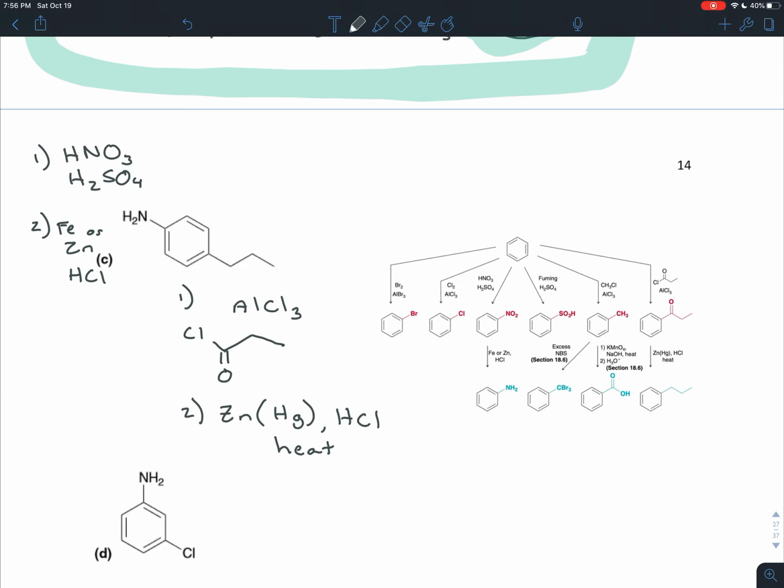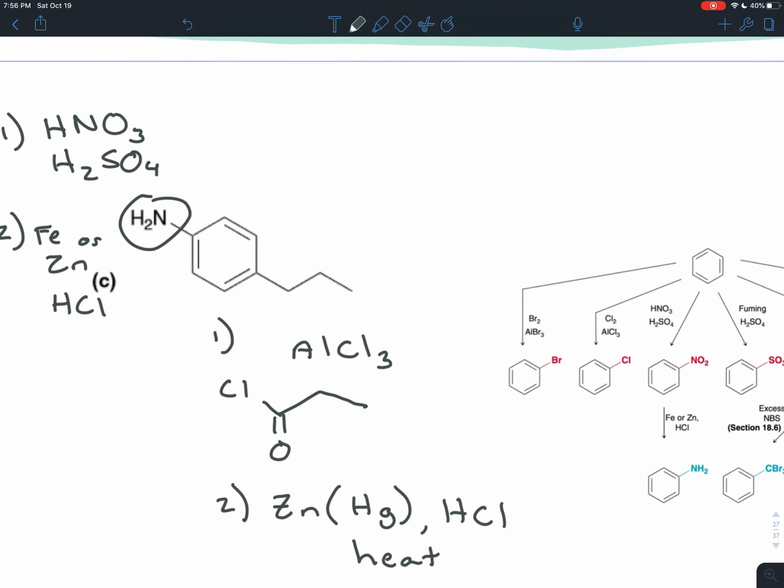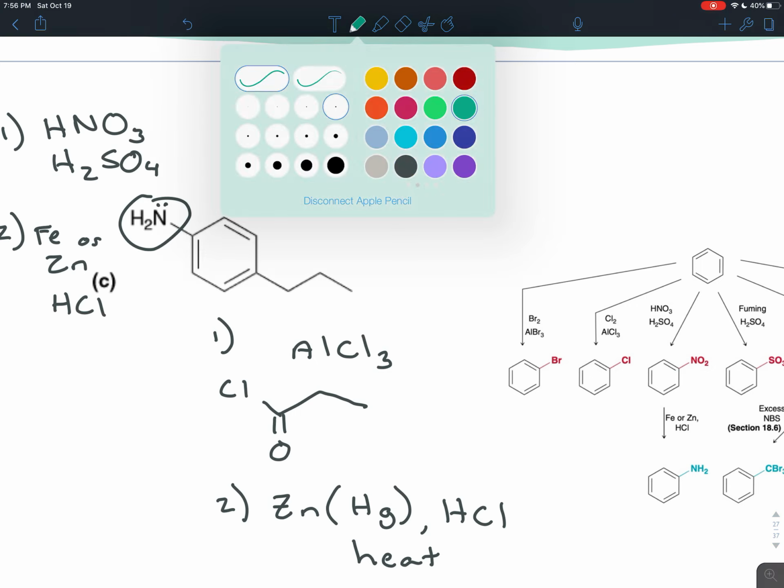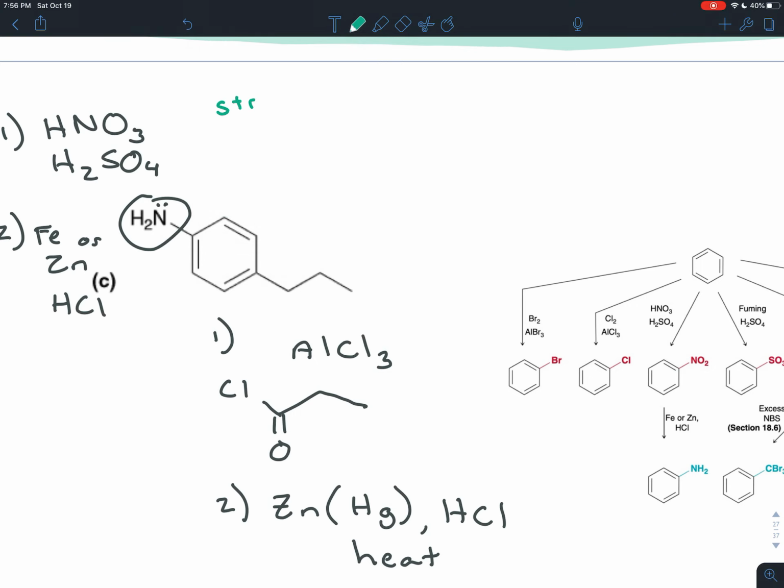Now let's think about the order we'd have to do them in. On the left, we have a lone pair on that nitrogen. The lone pair is on the benzylic position. It's not being pulled away from the ring through resonance, so that is a strong activator. And all activators are ortho-para-directing.